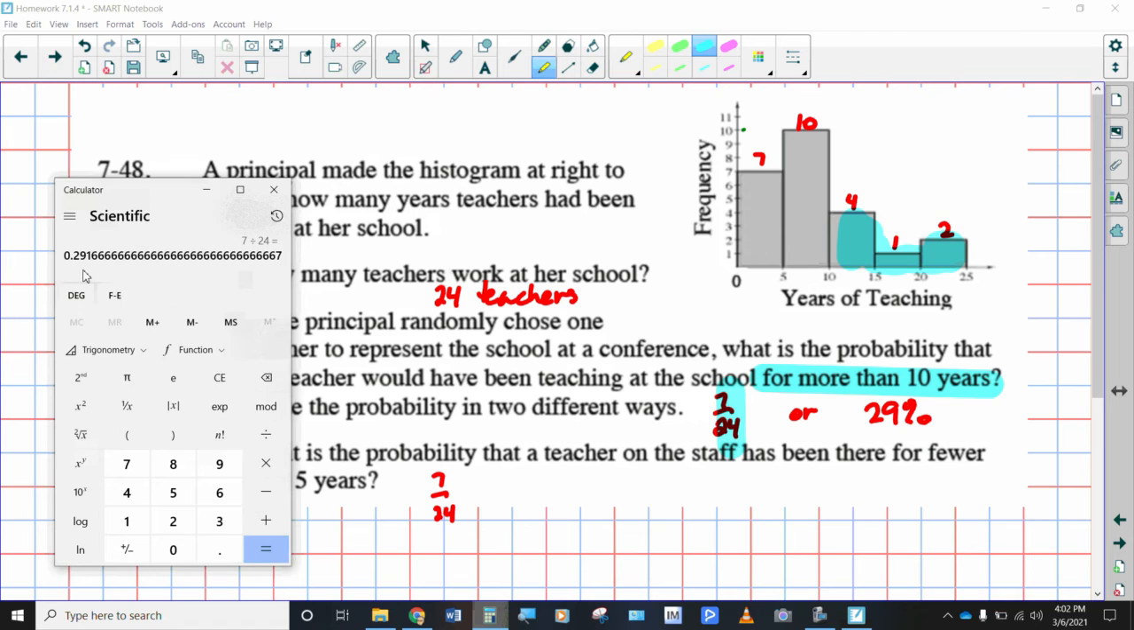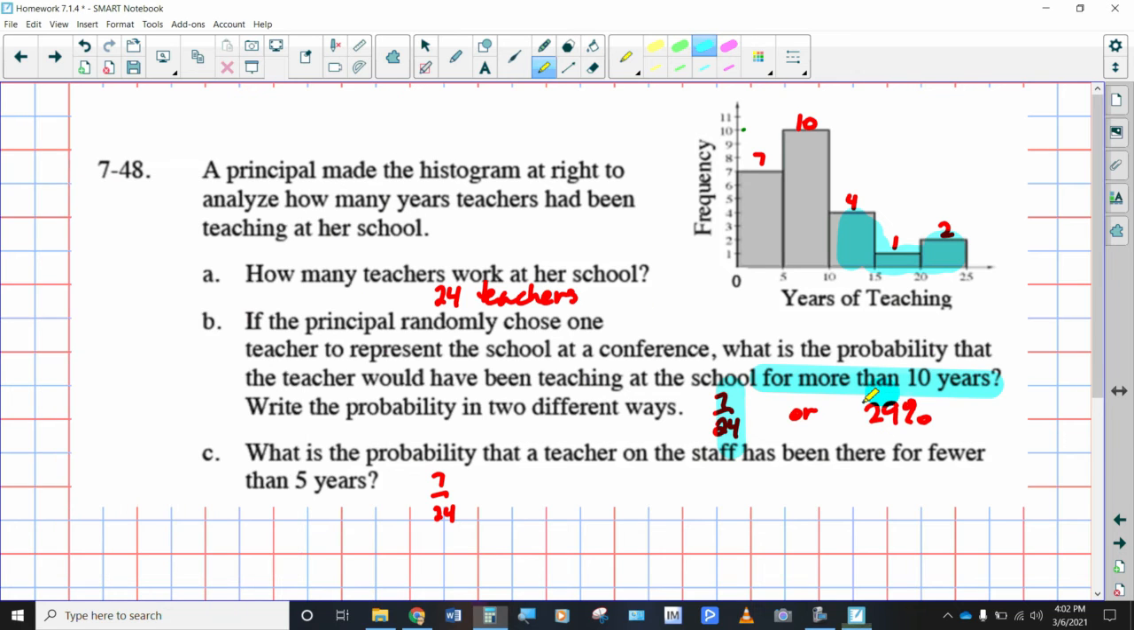decimal number of 0.2916 repeated, but if you move that 2 decimals to the right, you get 29%. So that's like 29 hundredths, 29%. Then it says, what is the probability that a teacher on the staff has been teaching for fewer than 5 years? Well, all of these are fewer than 5 years. Because if they were 5 years, they would go in here. That's also 7 out of 24, so that's also 29%.